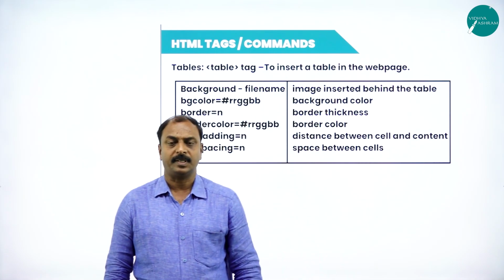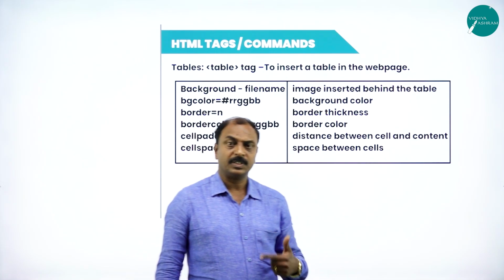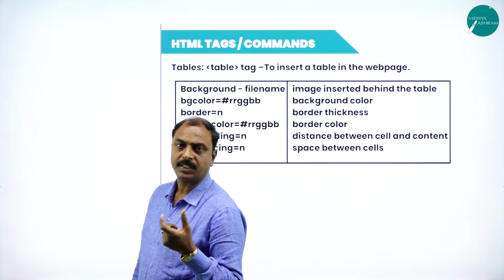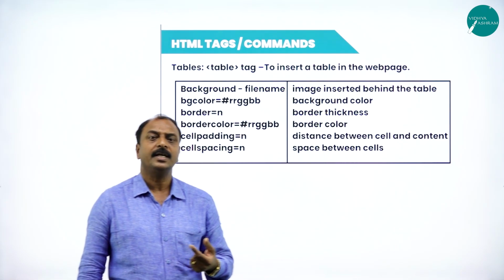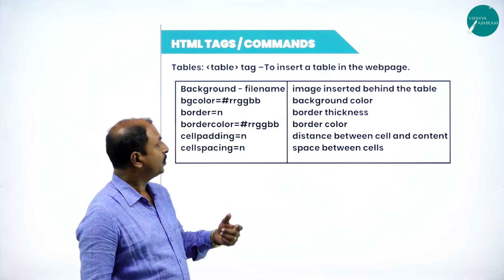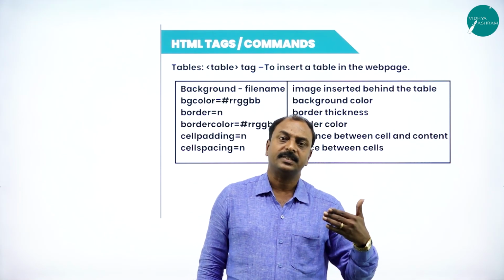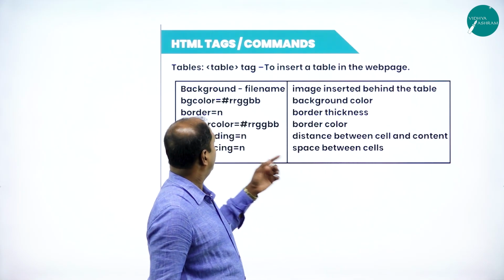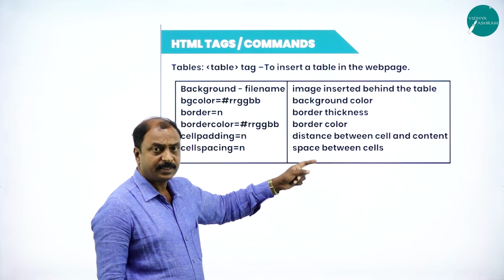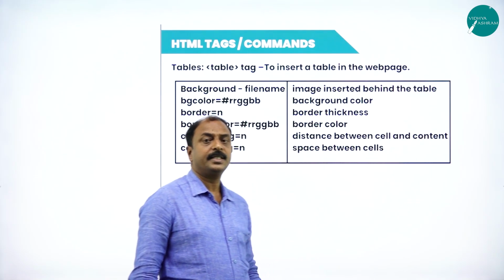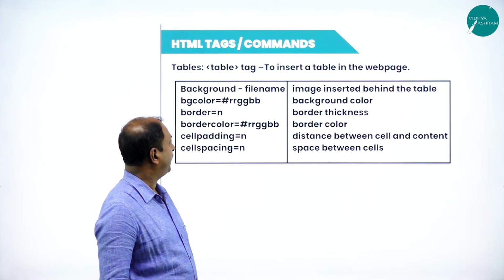Now you know what a table is. It is a combination of rows and columns, and inside each square the text is written inside a cell. Whenever content is in the cell, it can be at the center of the cell. So what is cell padding? Cell padding is the distance between the cell and the content. That is the meaning of cell padding.